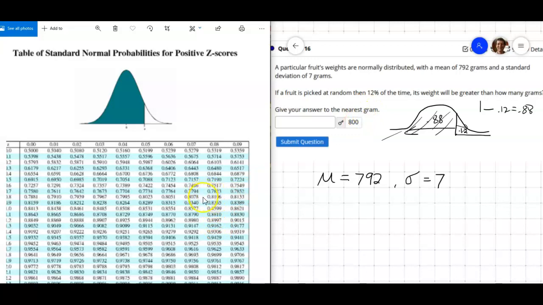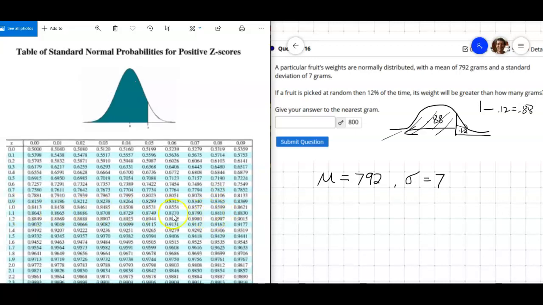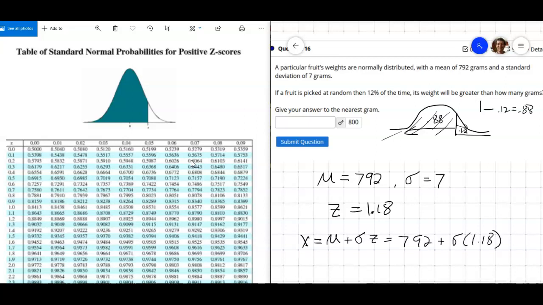So let's just work with the 0.8810. So we have 1.18. So we look up in the table, and from the 0.88, the z-score, and then we can work out the real world score by mu plus sigma z, which would be 792 plus sigma times 1.18. I don't mean sigma. Sigma is 7.